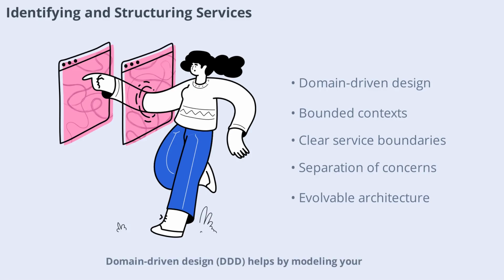Domain-driven design, DDD, helps by modeling your application's business domains and defining bounded contexts. Entities, value objects, aggregates, and services are mapped to independent microservices. Each service should handle a single business function and own its data. Structuring your code with clear separation of concerns, resources, domain logic, repositories, and connectors makes testing, maintenance, and evolution easier. Remember, it's better to start with coarse boundaries and refine them as your understanding grows.